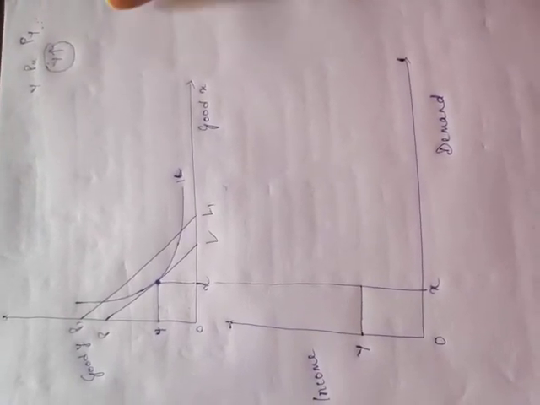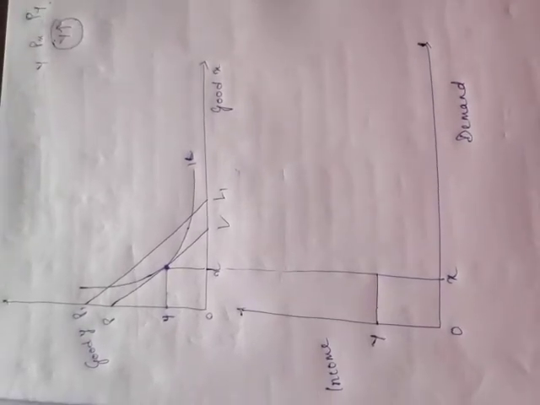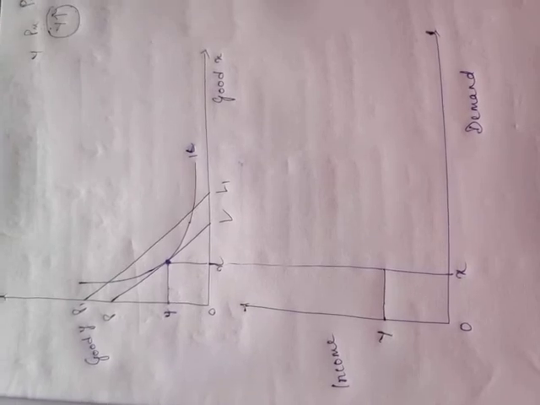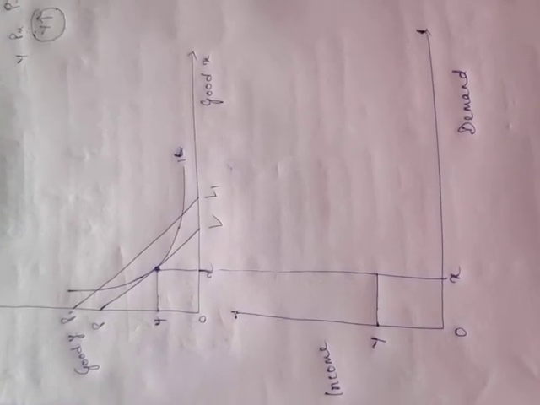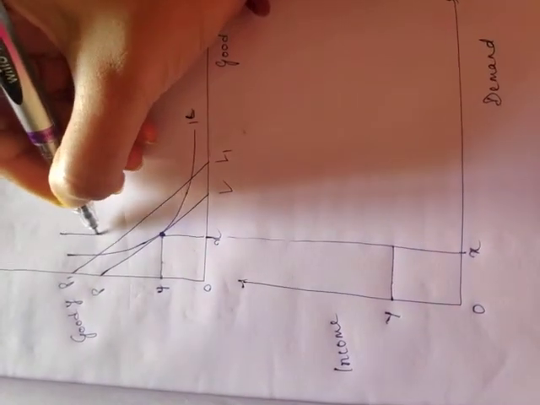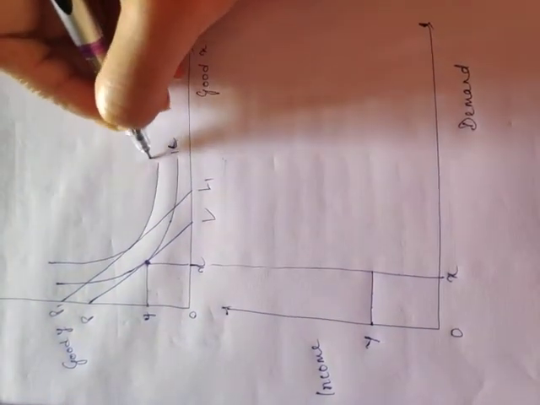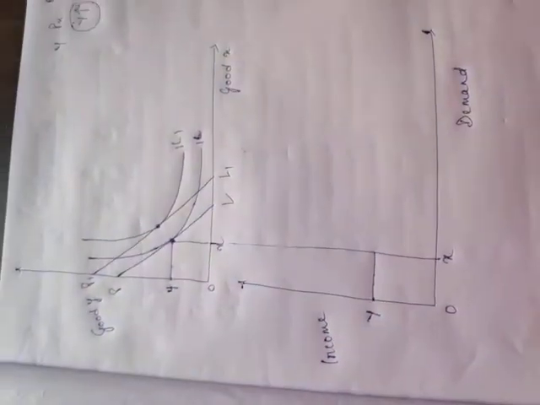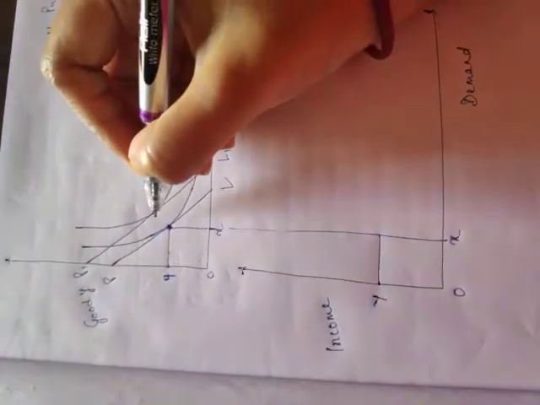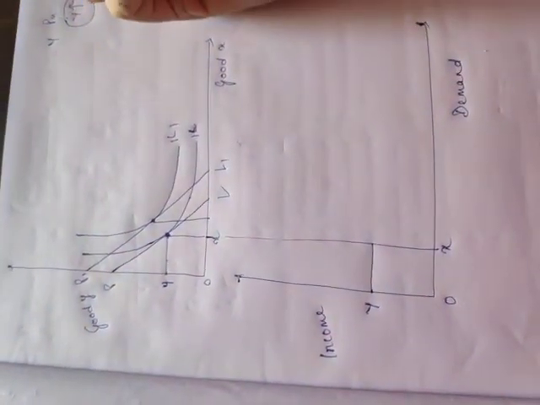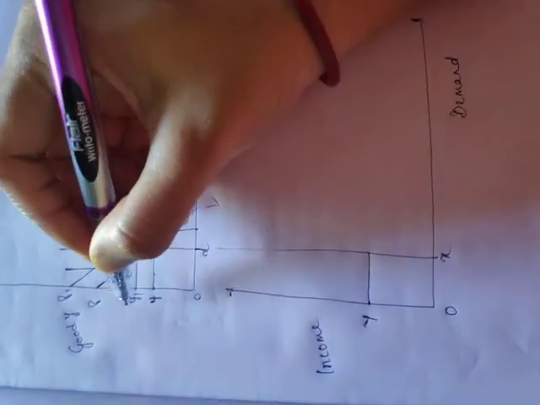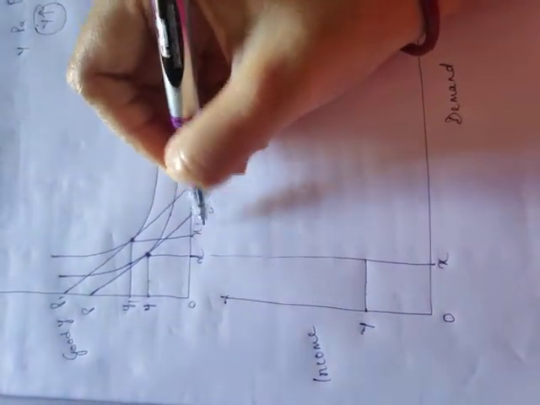So when your income will increase and you will purchase more of both the commodities, then your satisfaction level will increase, and accordingly your indifference curve will shift towards right from IC to IC1. So this is the point of tangency, the point of equilibrium, where the consumer is consuming this much amount of Y and this much amount of X.